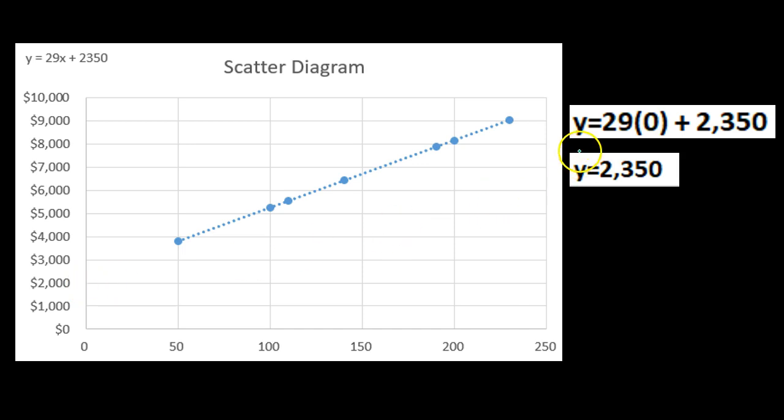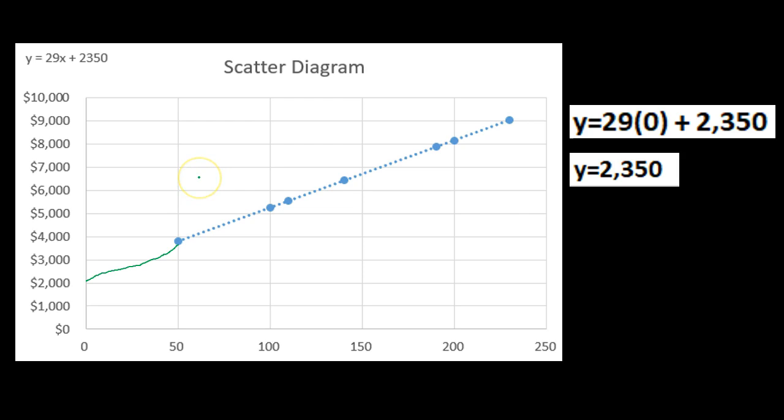So how do we do that? We set the x to be 0 in the line, and then we solve the equation. So y equals 29 times 0 plus 2,350, y equals 2,350. So in other words, if we were to extend this line out, it's going to hit the vertical axis at 2,350, and that then is what we would think would be the fixed portion of this mixed cost.